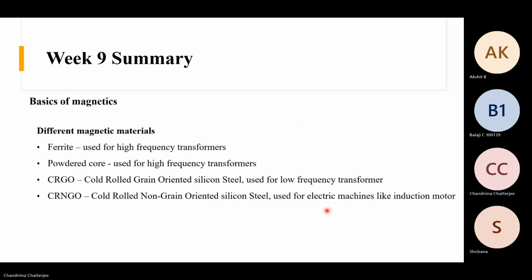So yeah, these are there. This is a list of different types of core materials. Okay.